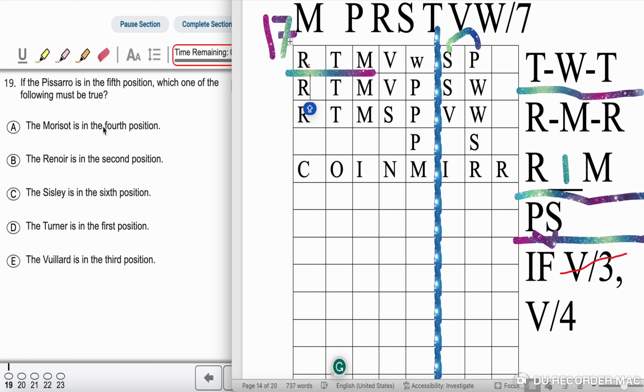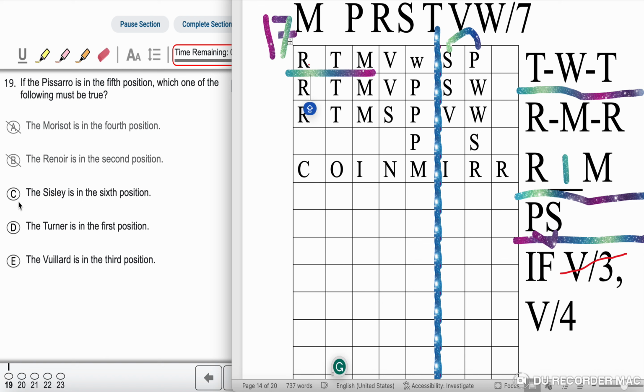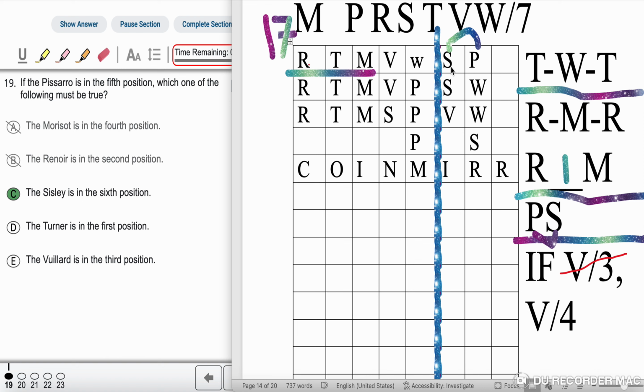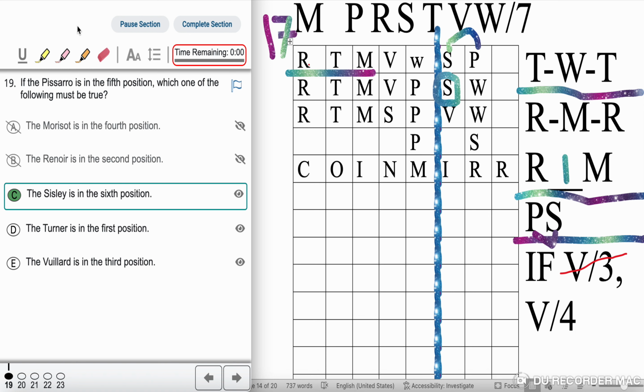Which of the following could be true? M is in the 4th position. We see it's not, so remove it. R is in the 2nd. Not. S is in the 6th. I do see it right here in the 6th, so go ahead and choose that for right now. The reason why I choose that is because if you look at that first world we created, the line separates 5 and 6, and you see 6 right here. For those that don't see it, I'm going to circle it. You see that S is in the 6th position, and this must be true. So answer C, S is in the 6th position.